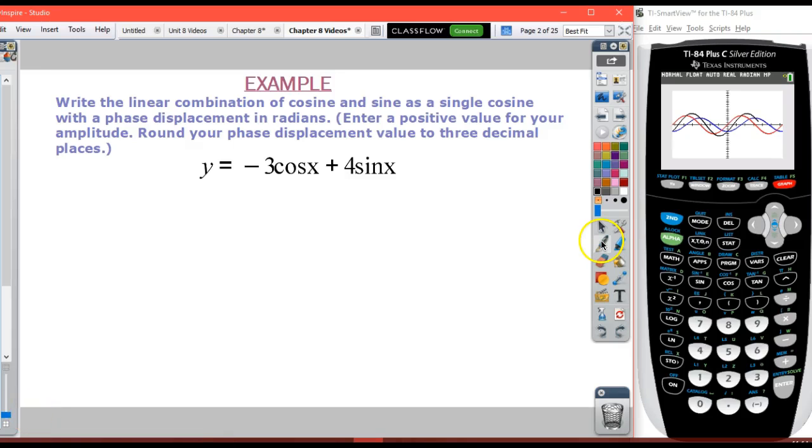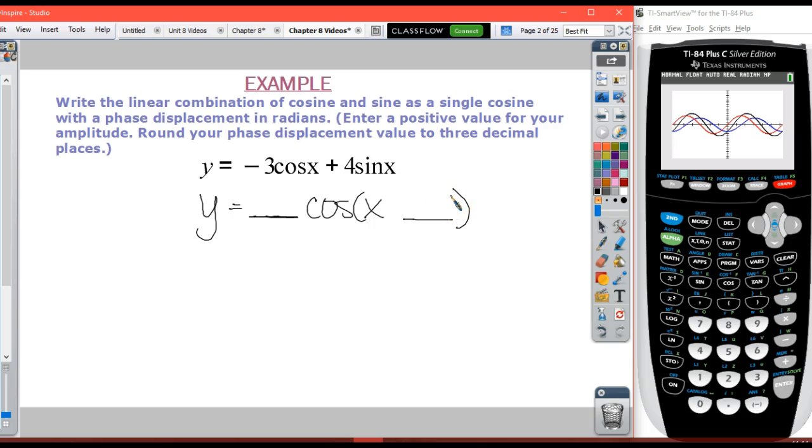In this problem, we're going to rewrite the equation negative 3 cosine x plus 4 sine x, which is called a linear combination, and we're going to rewrite it as a single cosine function with a new amplitude and a phase displacement. And so our goal is to find the new amplitude and the angle by which it's been shifted.